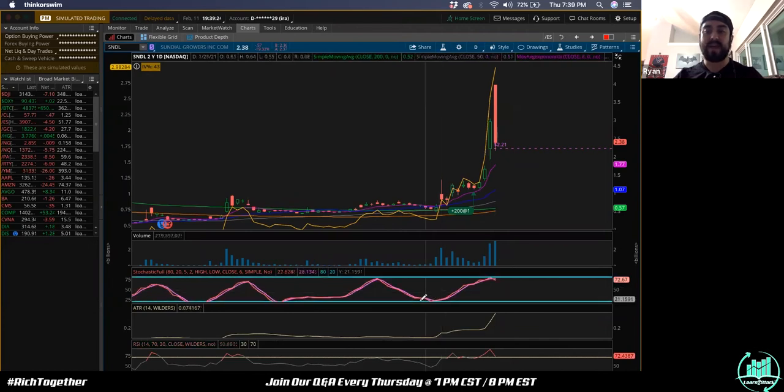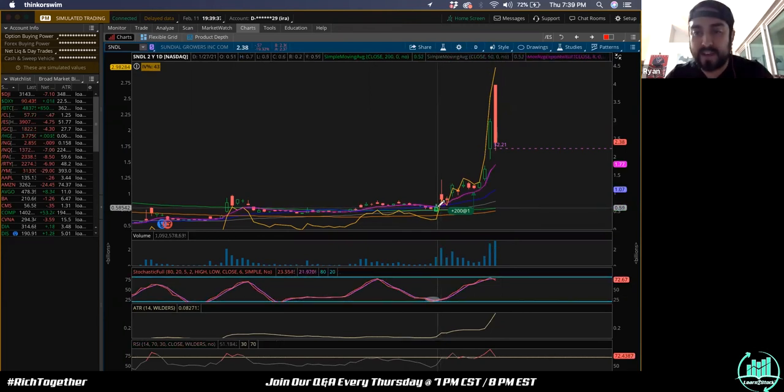Same thing with the stochastic. When it's at the bottom, that can indicate to you that it might be a good time to buy. See, we got a little dip up here, and then it was at the bottom of the stochastic there. So it can indicate to you that it's a good time to buy. And at the top, it'll indicate to you that it's a good time to sell.